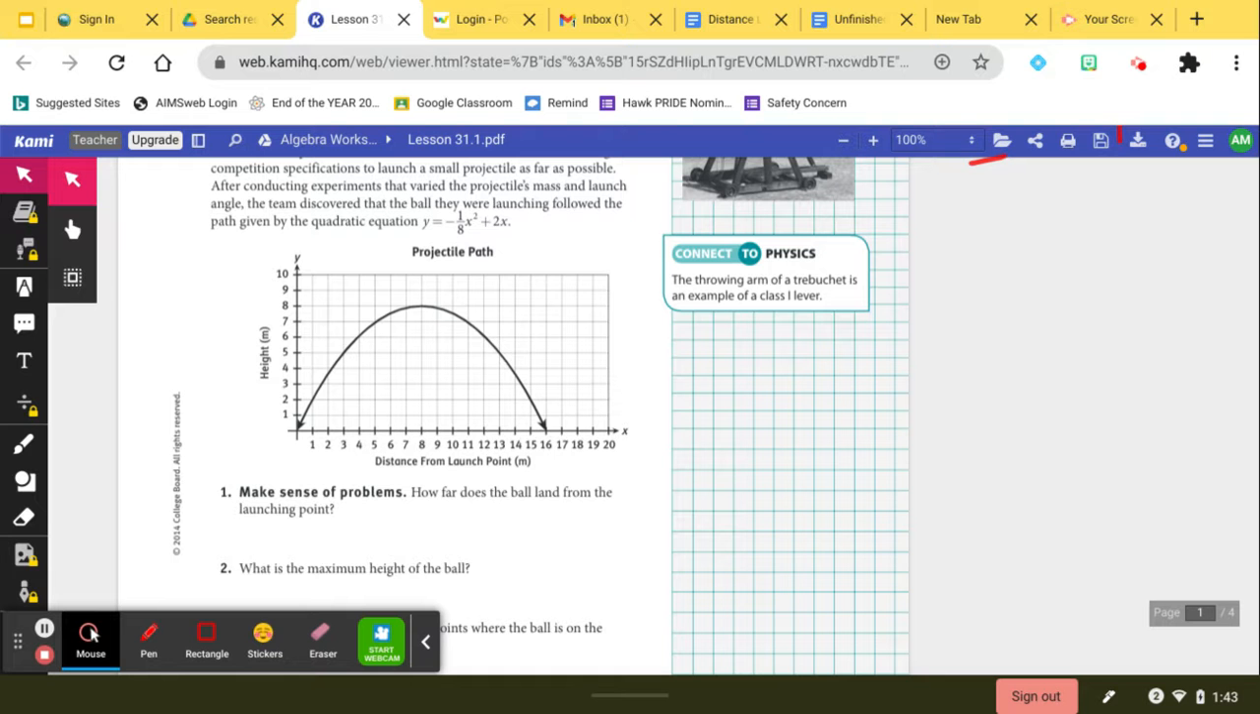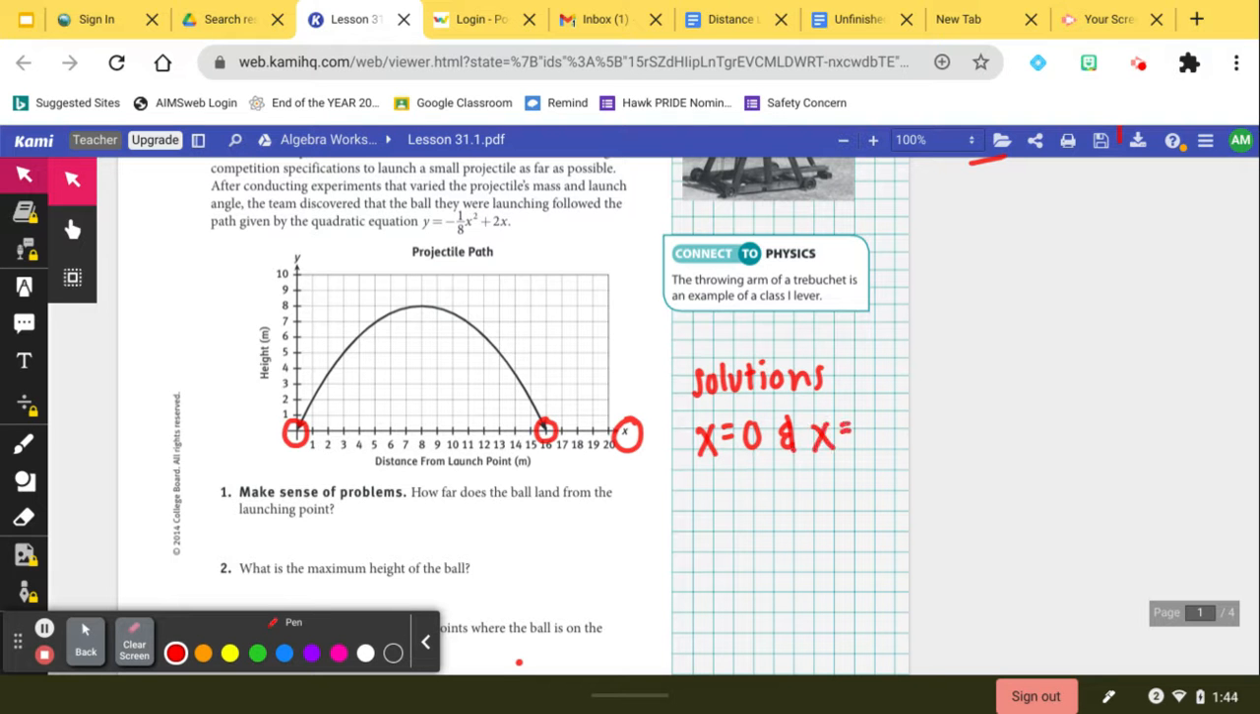So this is a graph of a quadratic equation. And since we have a graph of it, it is easy to find our solutions to the quadratic because they are where we cross our x-axis. There are x-intercepts. So if we look at the parabola, it looks like it crosses my x-axis at the point 0, 0 and the point 16, 0. So my solutions are when x equals 0 and x equals 16.